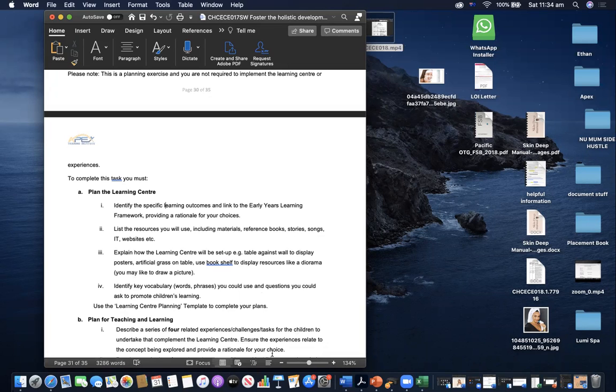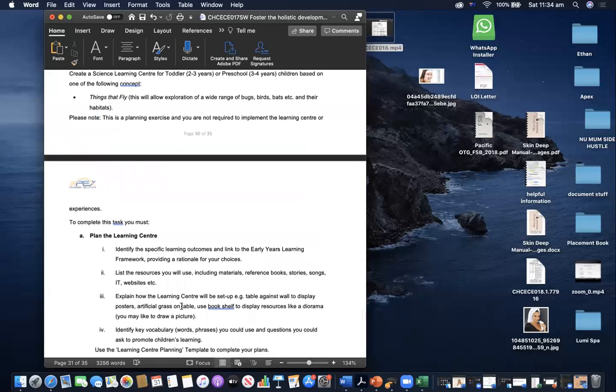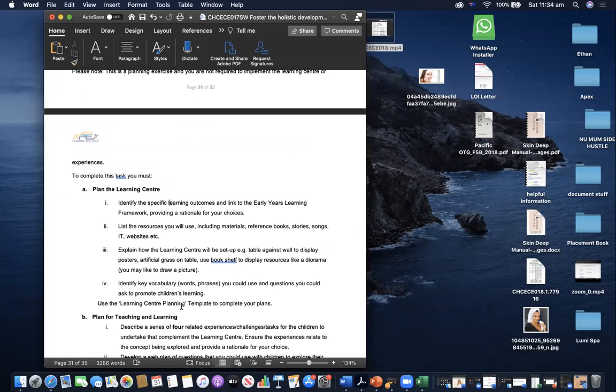What words and phrases could you use and questions to ask the children about their learning? And what that means is, you could say to them at group time, what is a bug? Name the different types of bugs. How many legs do they have? What do they do? That is questioning them, okay? So you can find out about what they know and extend on their learning about bugs and things that fly.